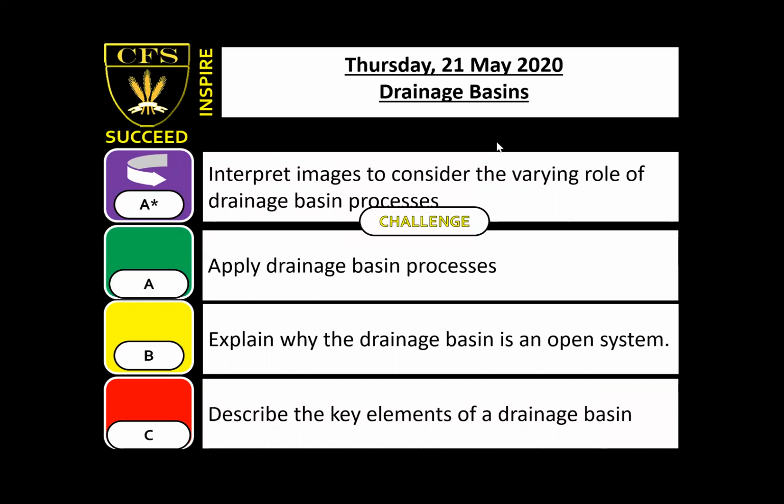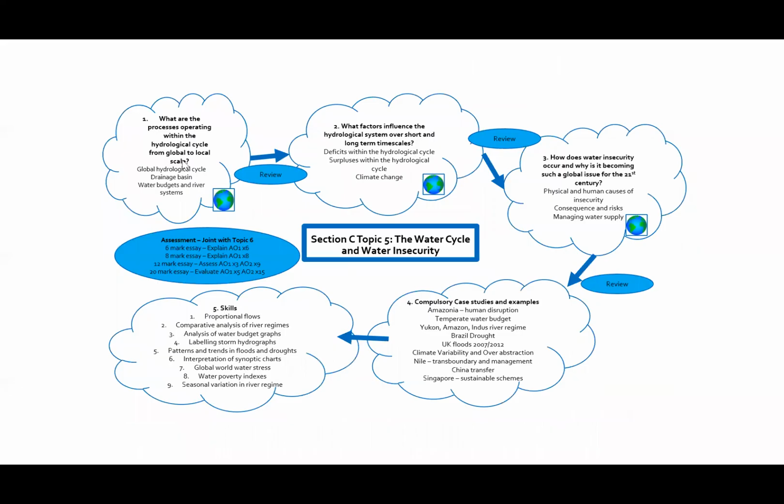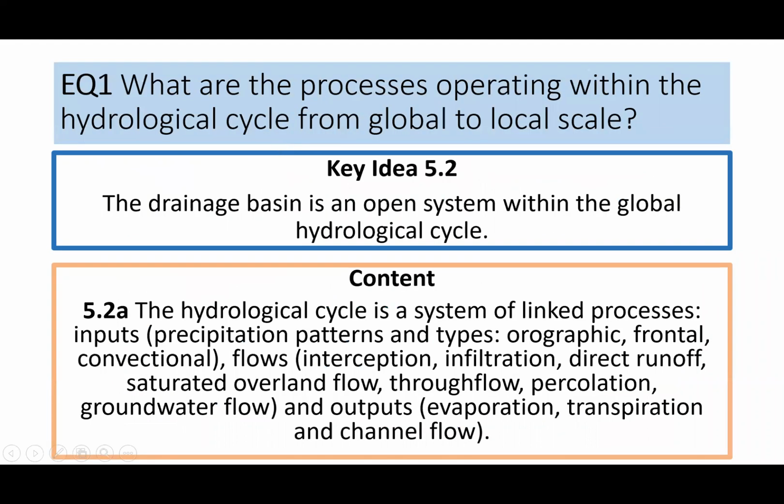to later. So we are here, still within the processes that are operating within the hydrological cycle. And we're looking at the fact that it's a system of linked processes. So look at the inputs, things like precipitation and different types, flows, and then outputs. We're not going to get into the kind of science behind that today. We're just going to introduce these drainage basins, and we'll start thinking about this in more detail after the holidays.